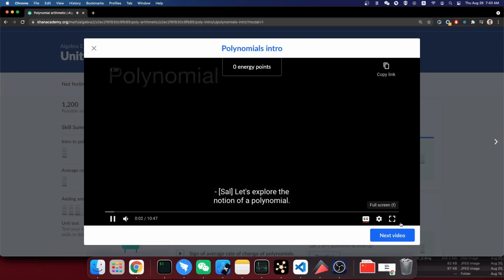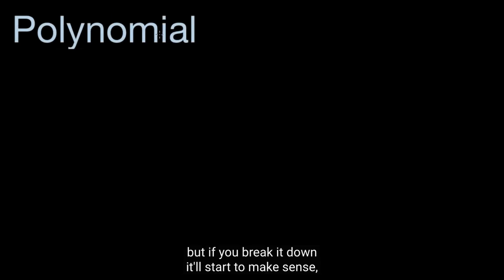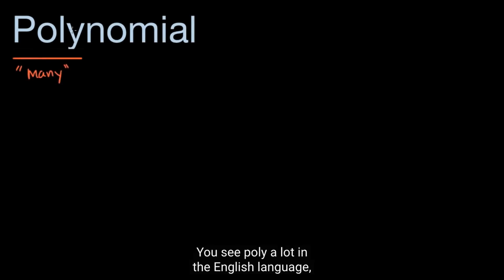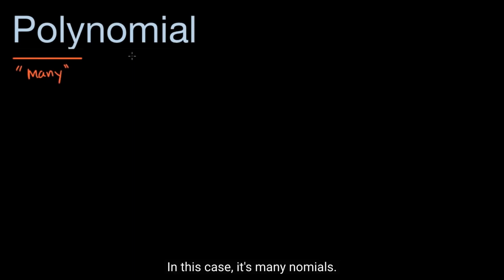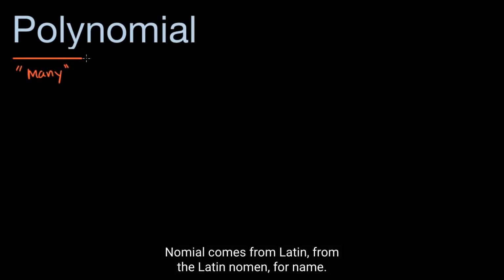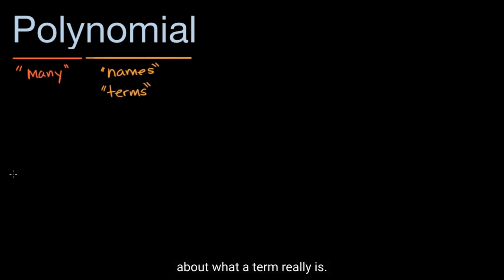Let's explore the notion of a polynomial. So this seems like a very complicated word, but if you break it down, it'll start to make sense, especially when we start to see examples of polynomials. So the first part of this word, let me underline it, we have poly. This comes from Greek for many, and you see poly a lot in the English language, referring to the notion of many of something. So in this case, it's many nomials. And nomial comes from the Latin nomen for name. So you could view this as many names. But in a mathematical context, it's really referring to many terms. And we're going to talk in a little bit about what a term really is.